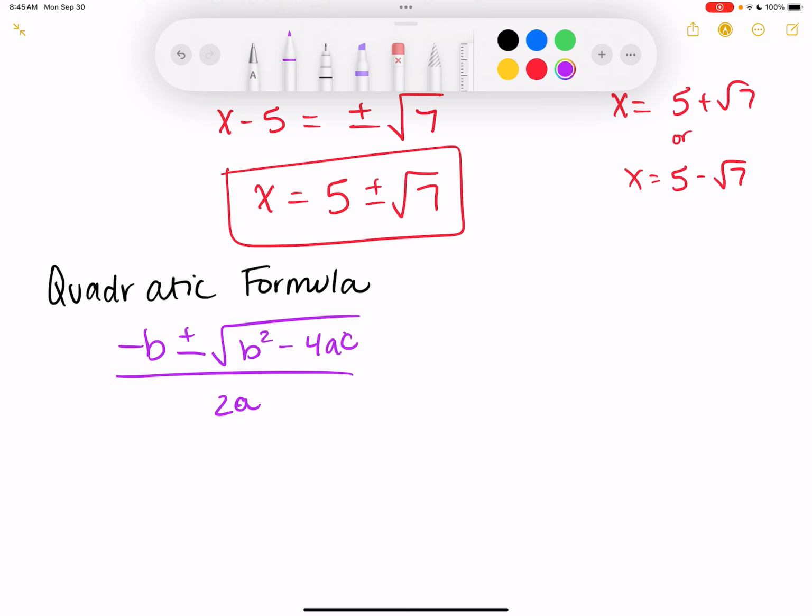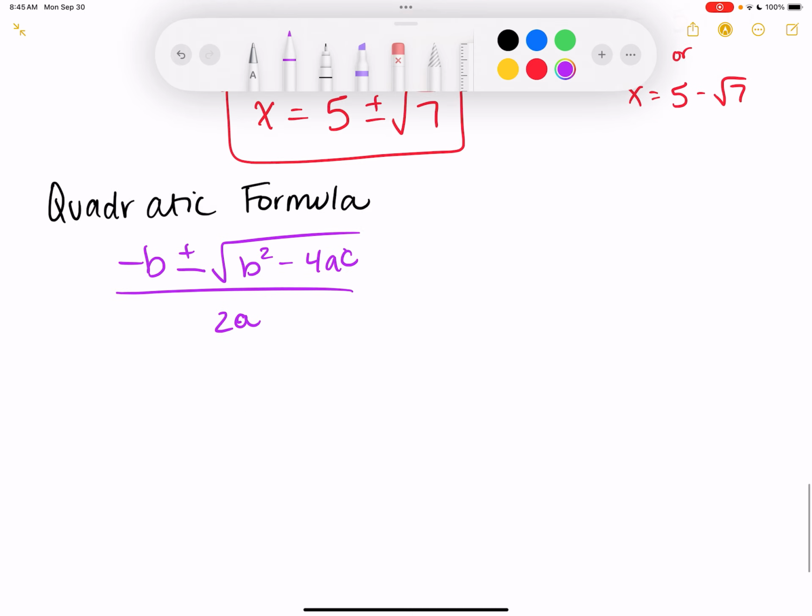So let's do 58. It says negative 6x squared equals 3x plus 2.